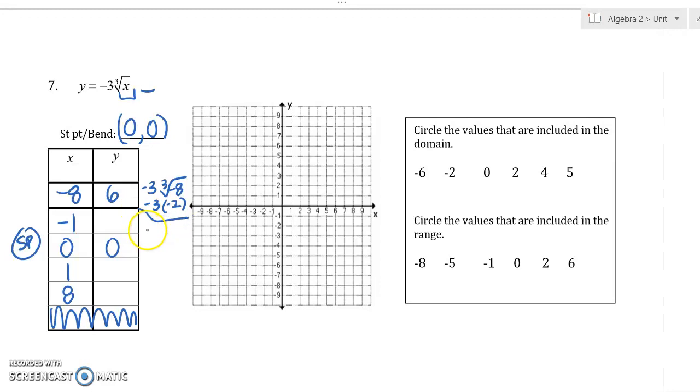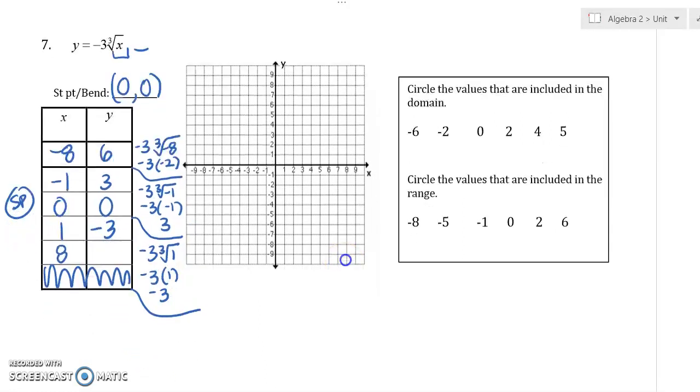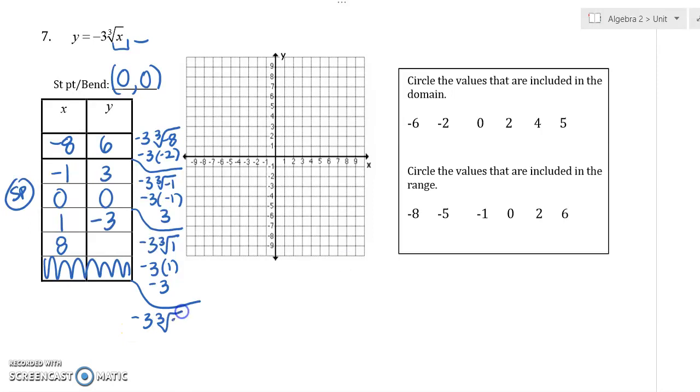We're going to do the same thing with the other ones. -3 cube root of -1. Well, that's -3 times -1, which is 3. So we have our answer for -1 as well. All right, we're going to do the same thing with 1. So when I put -3 cube root of 1, cube root of 1 is 1 times -3 is -3. So that's going to be our answer for that. And then let's do 8. What if I did -3 cube root of 8 for the x? Cube root of 8 is 2. And multiply that by -3, we get -6. So we have all of our values.